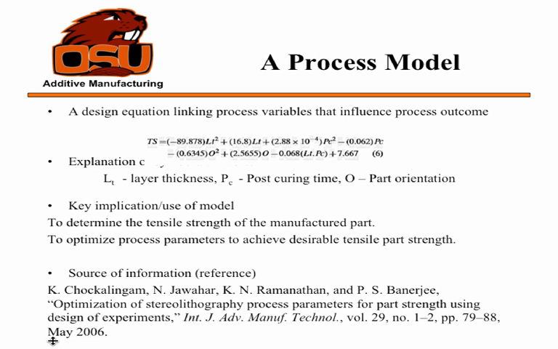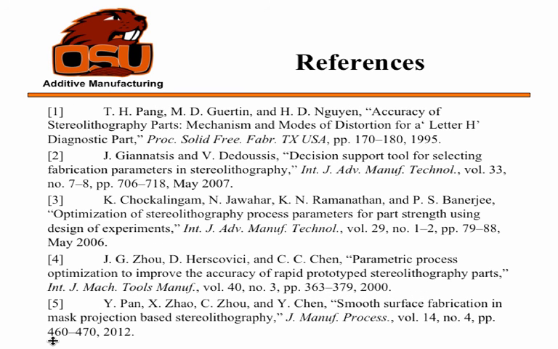There weren't actually process models. This is again the same empirical regression model which the older paper had suggested. I just put this up because at least they have some kind of relation which shows something. And LT is layer thickness, PC is post curing time, and O is orientation. I do not exactly know how they account for orientation as a quantifiable factor here, so that's up to us to just assume. So these are my references.